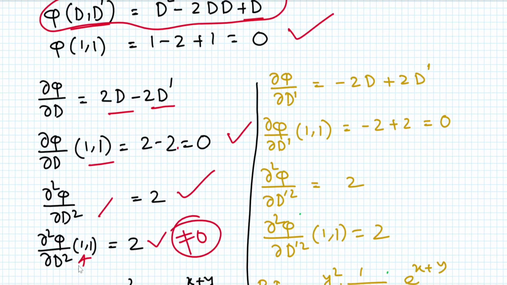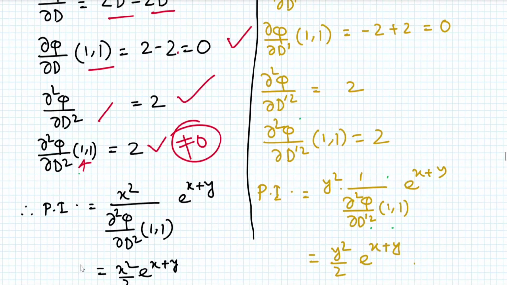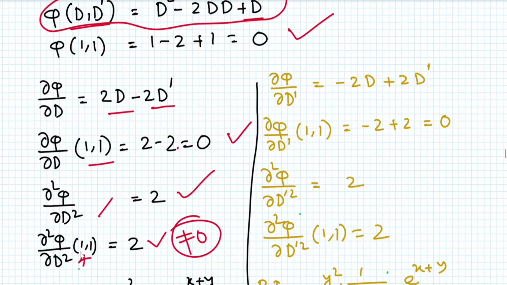So ∂²φ/∂D² is not equal to 0. That means the particular integral should be x² by ∂²φ/∂D² at the point (1,1) of this function. This is equal to x²/2 times e^(x+y). Similarly, if we take the derivative with respect to D', then we get ∂φ/∂D' equal to this at the point (1,1). This gives also 0. So we should increase the order of the derivative.